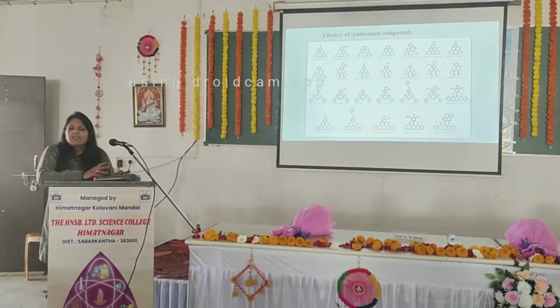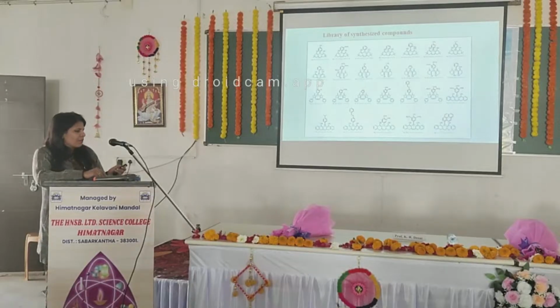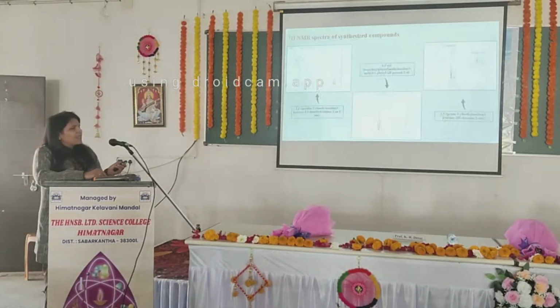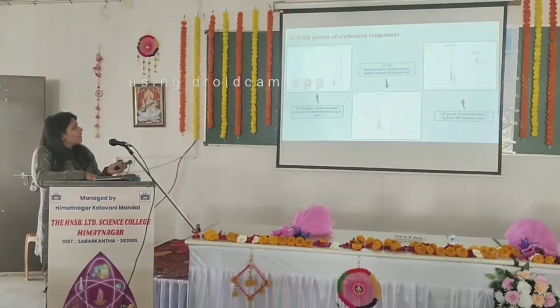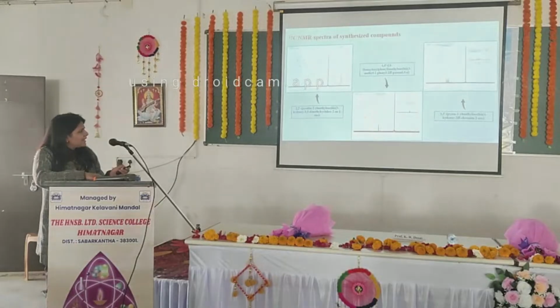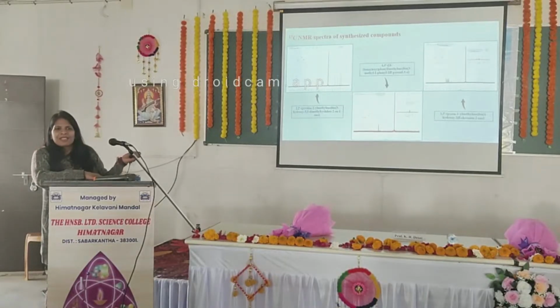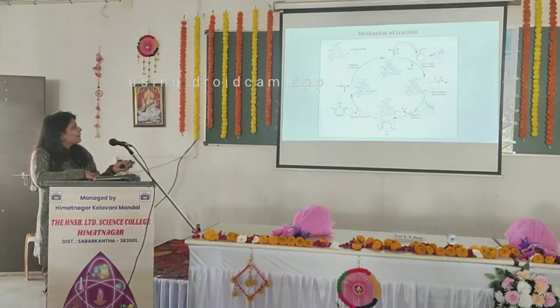This is the library of synthesized compounds. We have taken different types of aldehydes, that is electron withdrawing groups, electron donating groups, and polycyclic compounds to check the stability and the structural viability of these products. This is the NMR spectra of the synthesized compounds, because without characterization we can't say that the compound has been formed or not, because getting a single spot on TLC is not the confirmation for the compound. So we performed 1H NMR and 13C NMR. Due to a shortage of time, I am skipping and not explaining these.